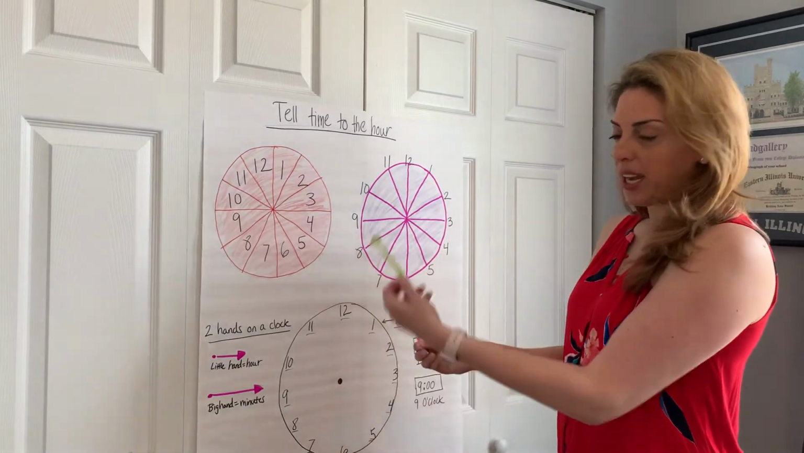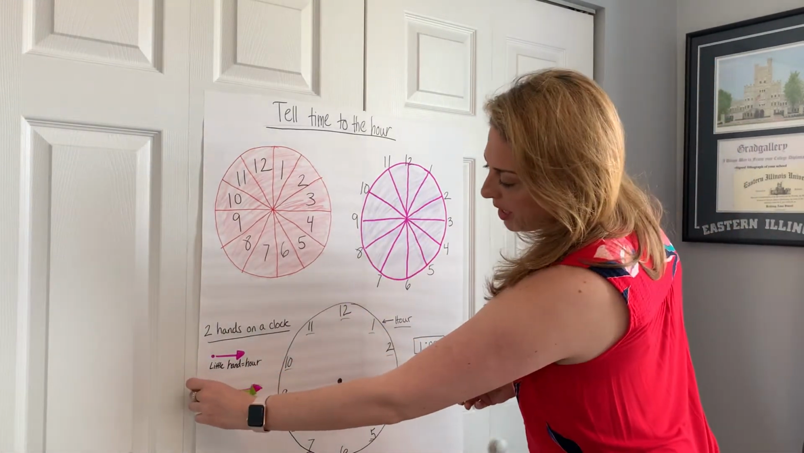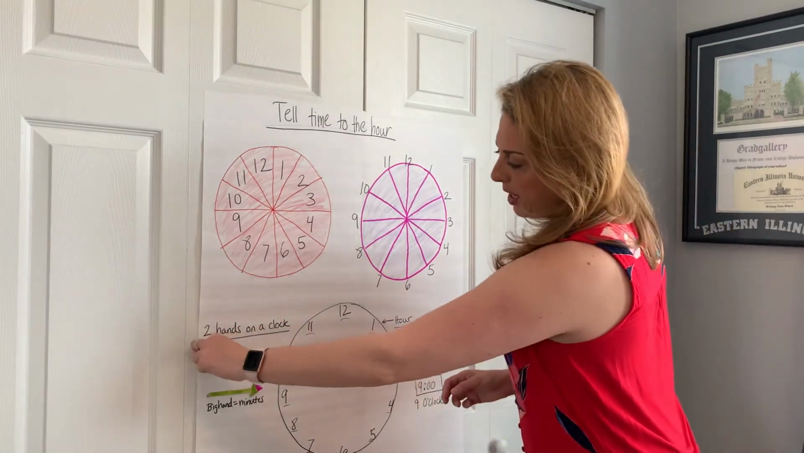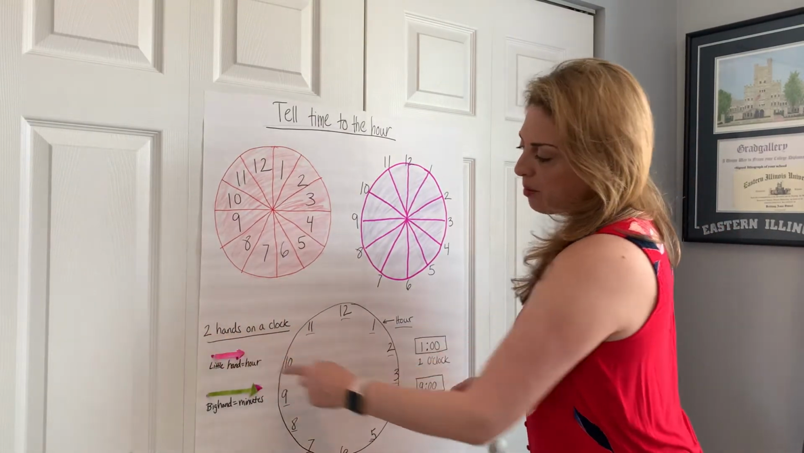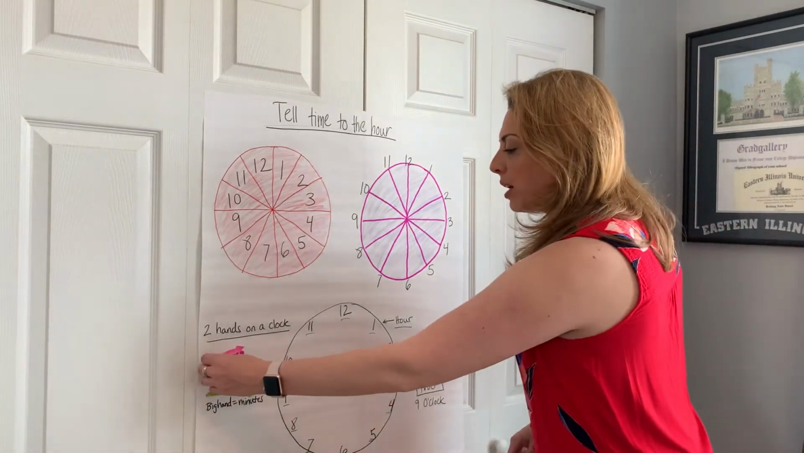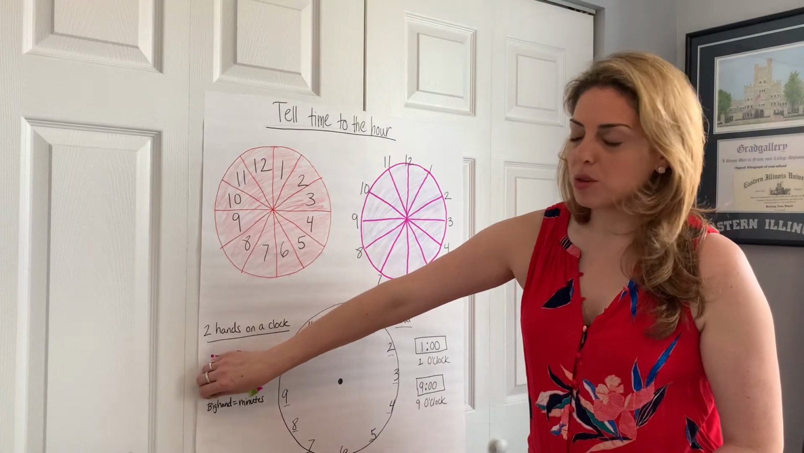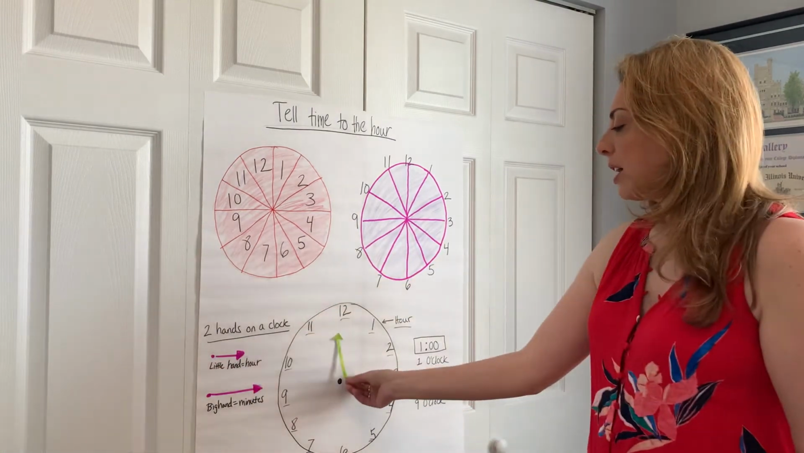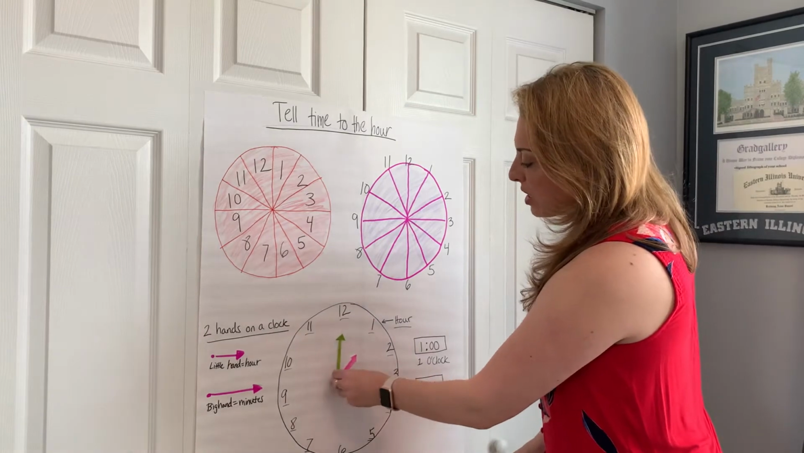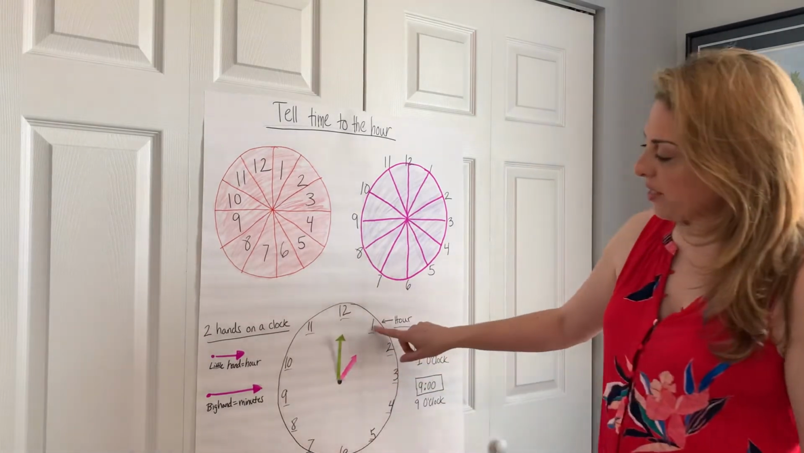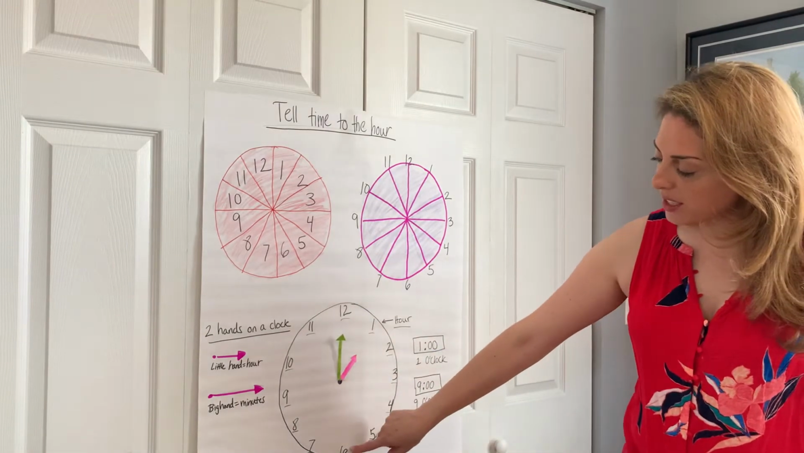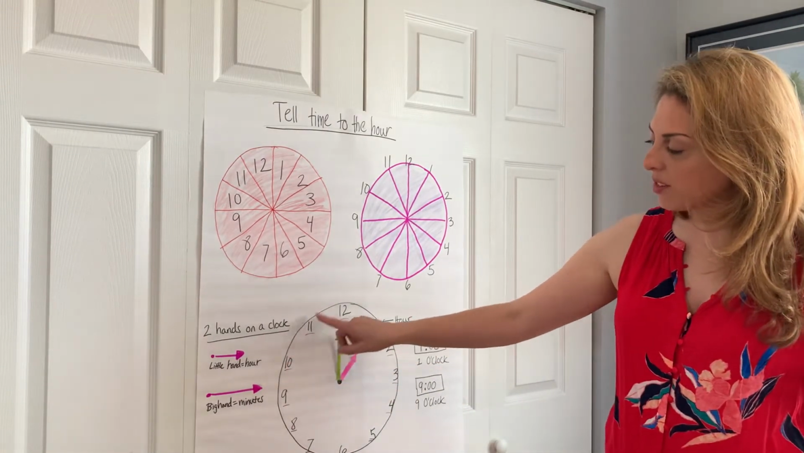I have a big hand, just like this one right here. So the big hand means minutes. And then I have this small hand right here. And this small little hand means the hour. So when I'm looking at my clock, and if you have a clock at home, you can look at this too. When I'm looking at my clock and I see that my small hand is on the hours, which here are my hours, 1, 2, 3, 4, 5, 6, 7, 8, 9, 10, 11, 12.